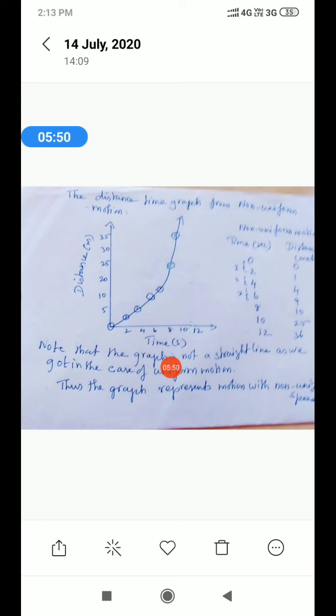So see the graph. Time in x-axis and distance in y-axis. While plotting the graph, it is not a straight line. It is coming in a curve. So note that the graph is not a straight line as we got in the case of uniform motion. Thus the graph represents motion with a non-uniform speed.